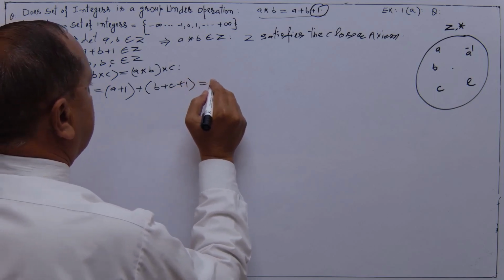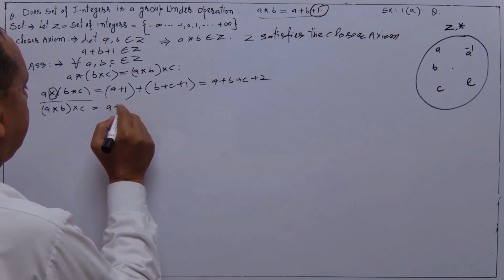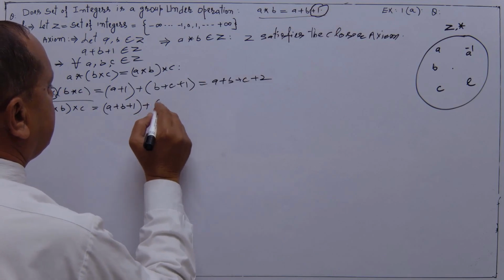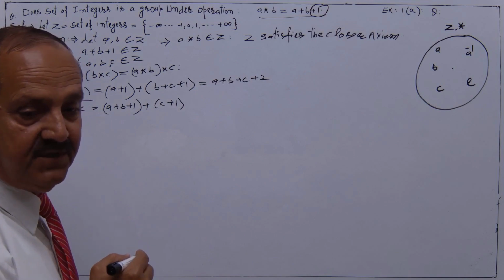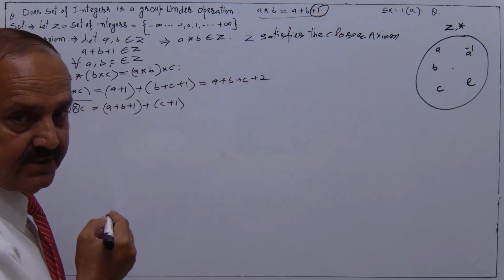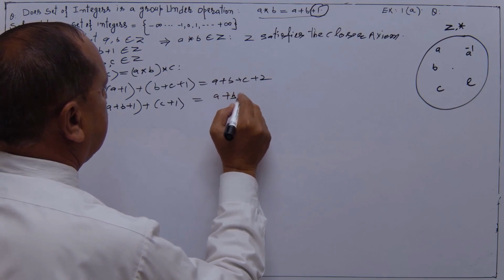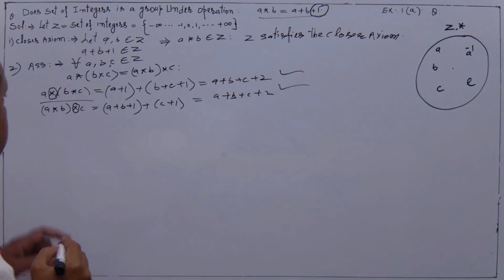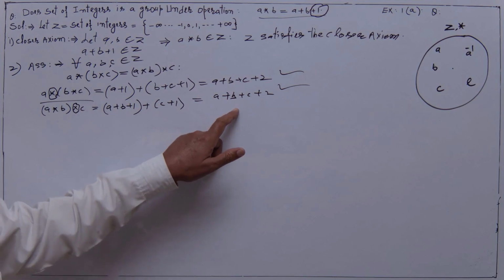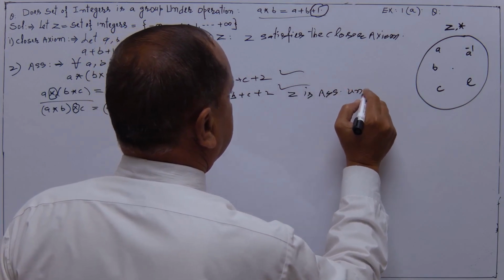After simplification this becomes A plus B plus C plus 2. Now (A star B) star C: A star B is A plus B plus 1, star C. C means plus C plus 1, since the operation has plus 1. After removing the star, we get C plus the constant number. After simplification we get A plus B plus C plus 2. Both values are equal. A star B star C has this value, and A star (B star C) also has the same value. It means set Z is associative with respect to star.